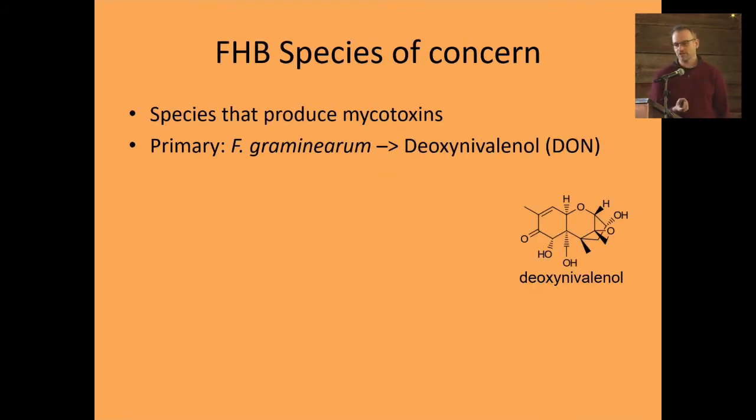So what are the big species of concern? What are we actually looking for? Well, there's a whole bunch of different Fusarium species that can cause Fusarium head blight, but in Canada, the one we're most worried about is Fusarium graminearum. And the reason is when it infects grain, it contaminates the grain with deoxynivalenol. And deoxynivalenol is a mycotoxin that can cause all sorts of problems for humans and animals.